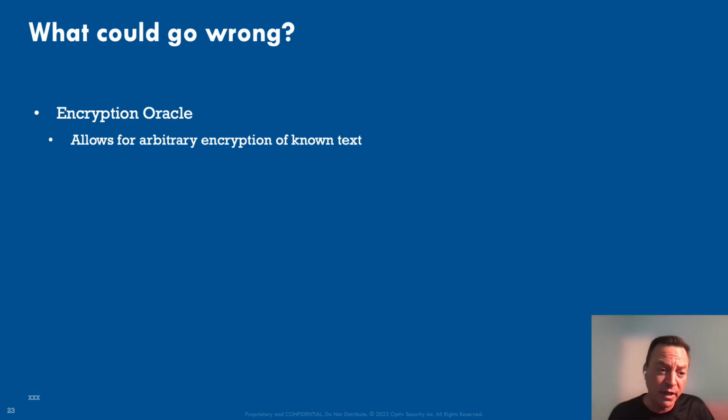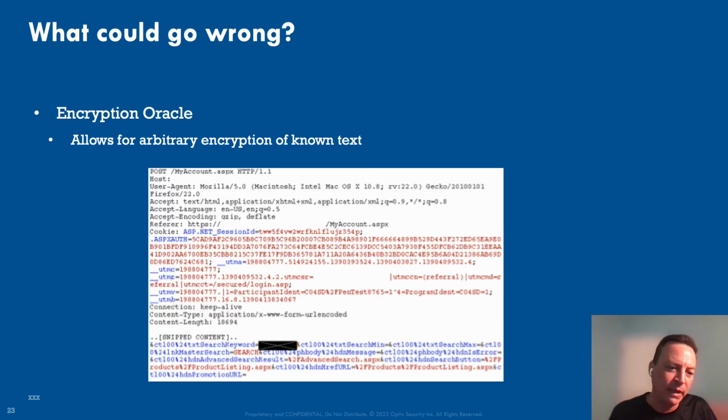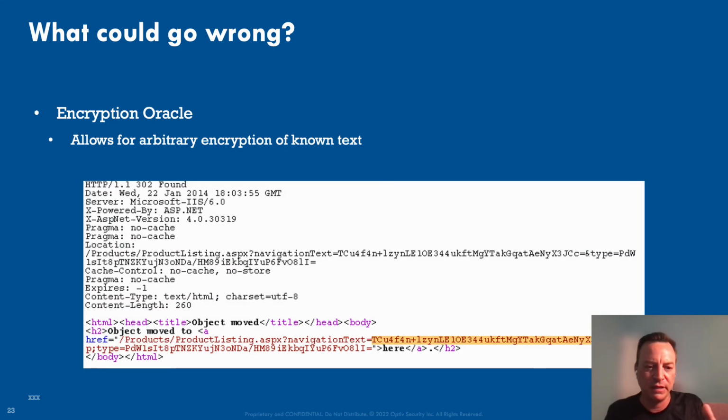It can be even more devastating. Here's an example. I blanked this out to keep the names of the guilty honest here. You had the search keyword, and what would happen was that in the response, the navigation text is an encrypted blob of text. I was able to glean some information out of the system by controlling what the plain text was that was going to be encrypted and spit back out to me.